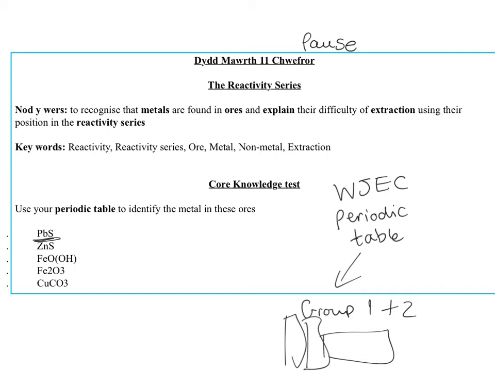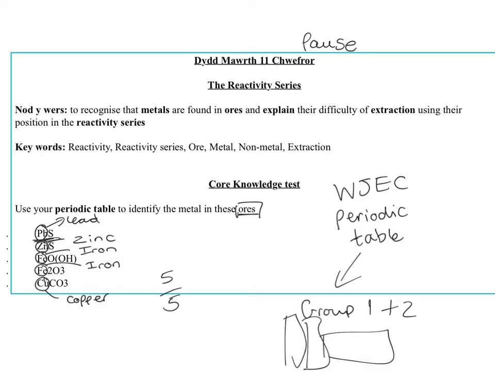Okay, so with this one, Pb, which stands for lead, that's the metal. This one, zinc, again the metal. This one is iron, that's the metal. That one is iron as well. And then this one, copper, they're the metals. Okay, ores is just what a metal's attached to. If you notice, the metal tends to come first. Okay, so I hope you got all of them right. Give yourself a mark out of 5 if you got them all right.